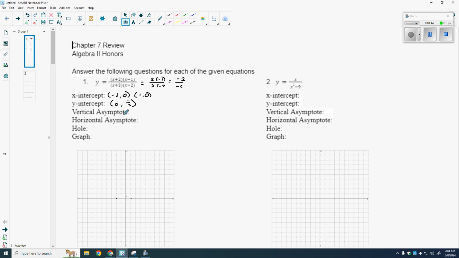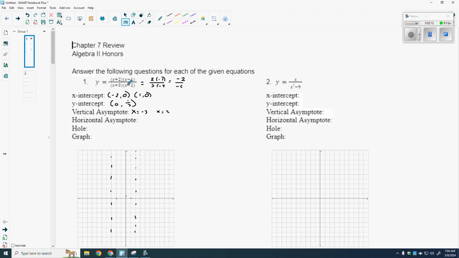Okay, vertical asymptotes. Values for x that make the bottom 0. These are x equals equations. x equals -3, x equals +2. And again, I'm going to go ahead and graph that one, +2 and -3. Okay, so there's my vertical asymptotes.